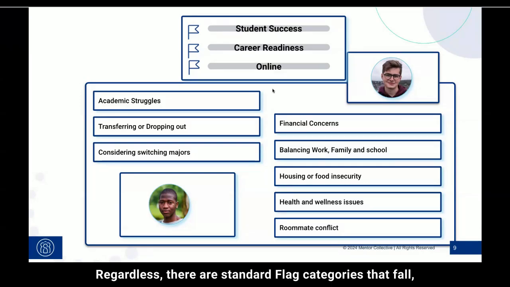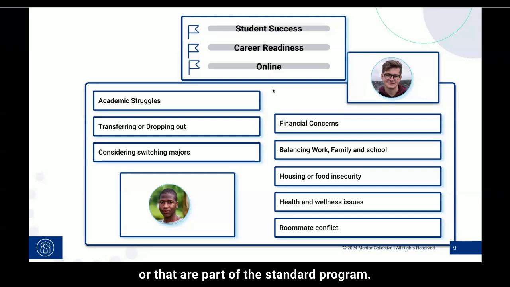Regardless, there are standard flag categories that are part of the standard program. I've listed them here, and you'll notice that they are aligned with those different areas of student success strategy, right? If a student is struggling academically, they might need tutoring. If they're thinking of transferring or dropping out or considering switching majors, that's an advising kind of thing. I would call those academically aligned flags. On the other side, the student development, the financial need, the health and wellness area, there are different flags as well that fall into those types of categories.